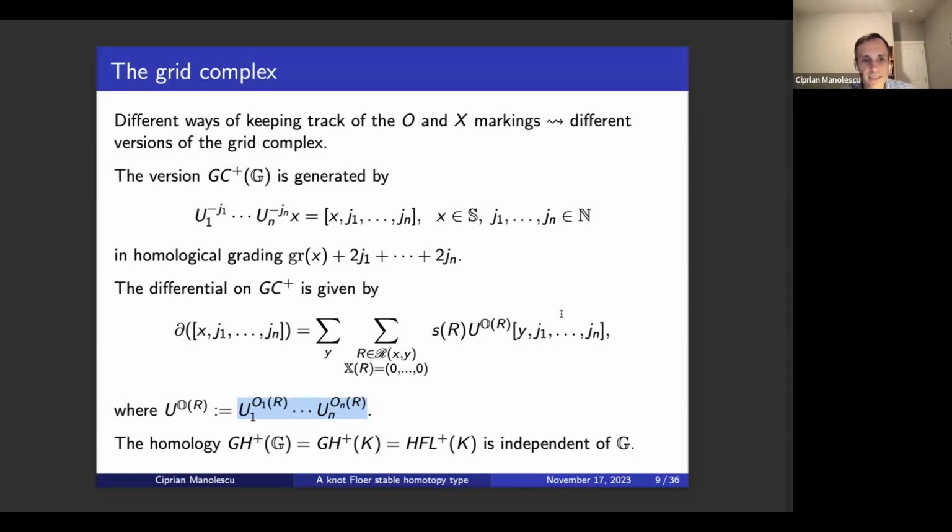Okay, you make a complex, and this depends on the grid diagram, but you can show that the homology does not depend on the grid diagram. This is a link invariant. And it's a module over the polynomial ring in these variables u1 to un.